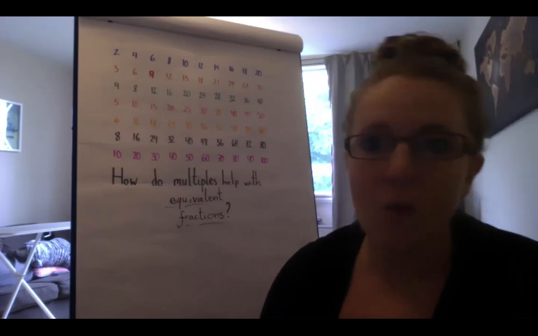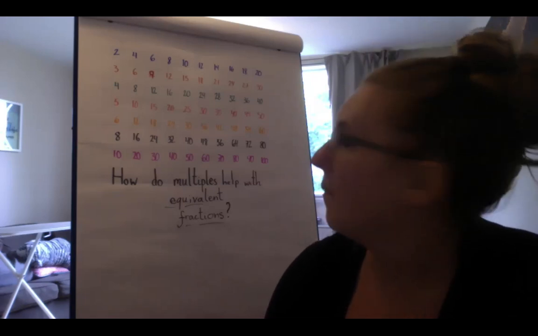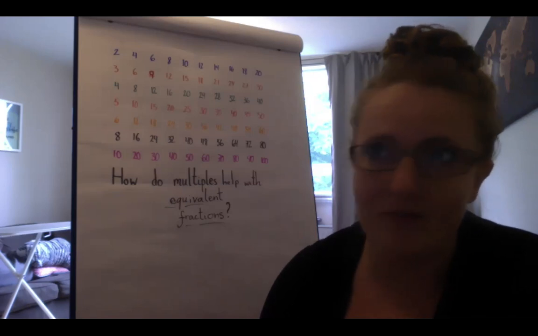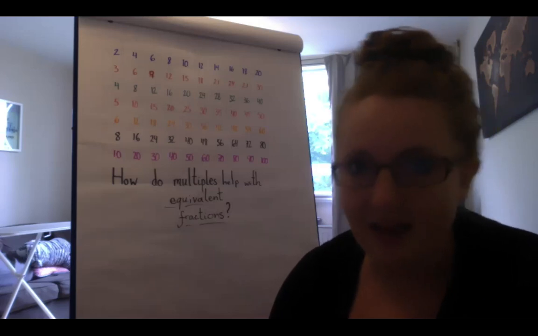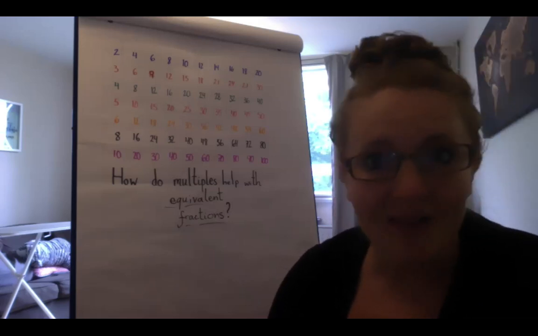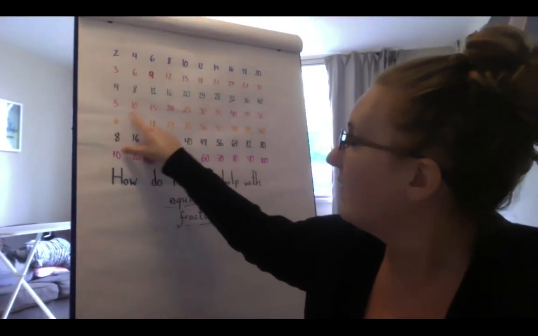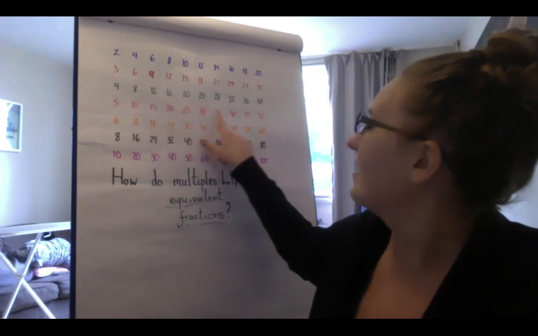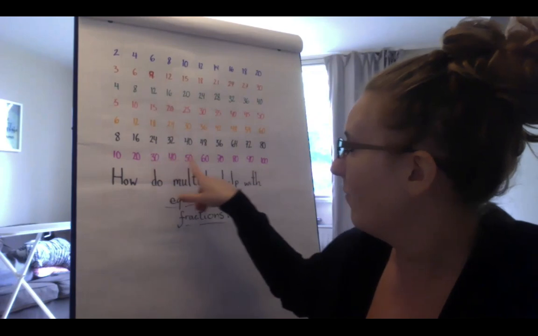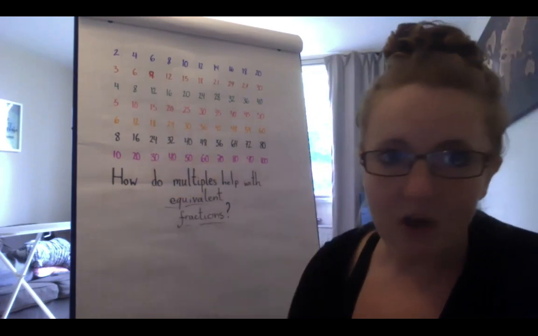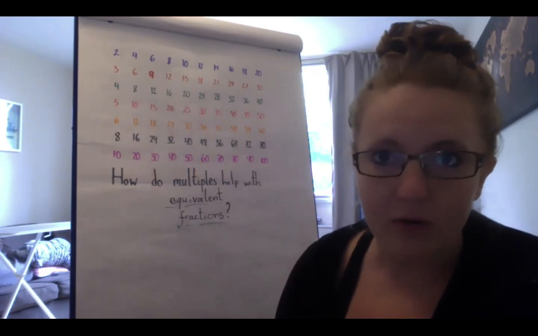So for example, our multiples of 2 is our 2 times table. And multiples can go on forever. If we looked at our multiples of 2, it would be 2, 4, 6, 8, 10, 12, essentially skip counting in that number. Same thing for multiples of 5: 5, 10, 15, 20, 25, 30, 35, 40, 45. Multiples of 10: 10, 20, 30, 40, 50, 60, 70, 80, they can go on and on. Question is though, how do multiples help us with our equivalent fractions?